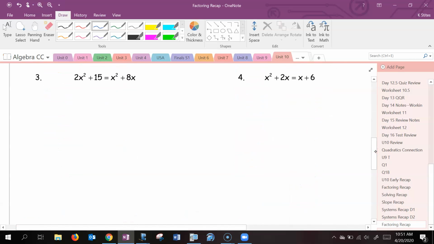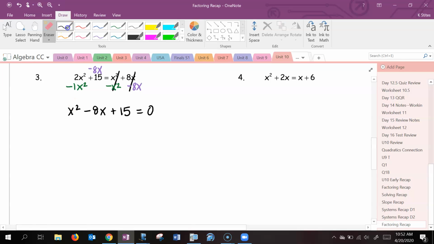Number 3 is a little weird because we have two different x squareds. So what I'll do first is I'll start by subtracting this x squared over, which is really just a 1x squared, and I'll also subtract my 8x over. 2x squared minus 1x squared is just 1x squared. I moved my 8x over, so it's a negative, and my 15 is just chilling, and I have an equal 0.